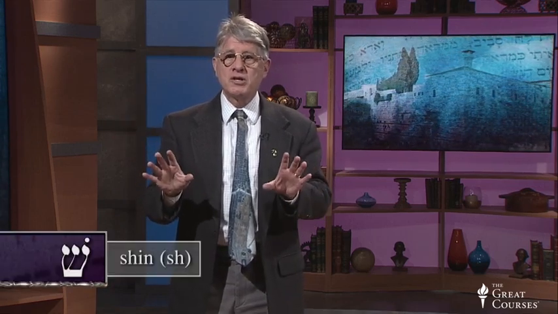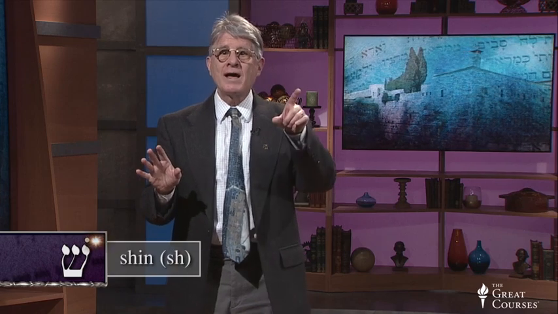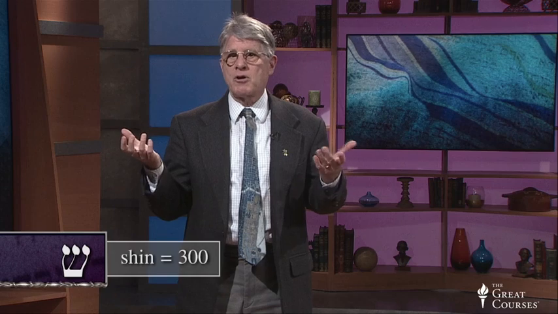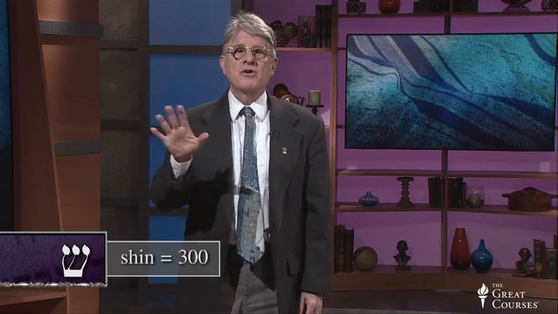For now, just remember that shin with the dot at upper right is sh, but sin is sinister with a dot at the upper left. Sorry, southpaws. And that is S. When it's used as a numeral, it's printed without a dot. We still call it shin because we have to call it something, and it equals 300.